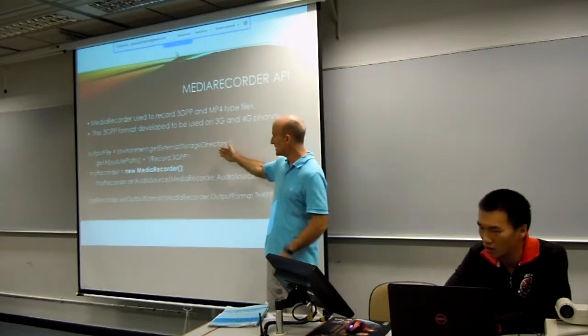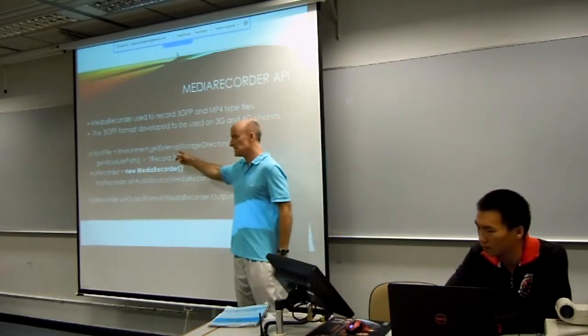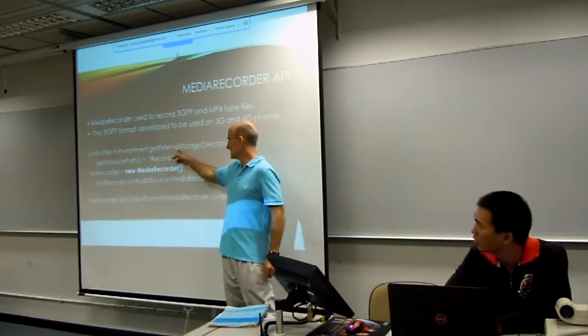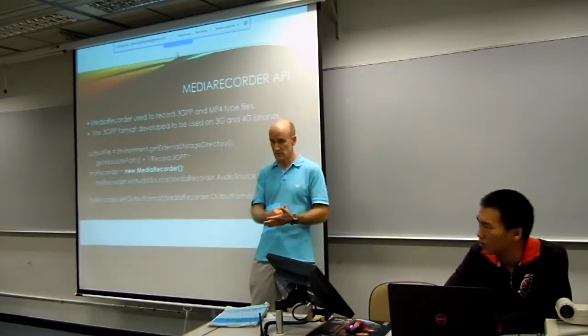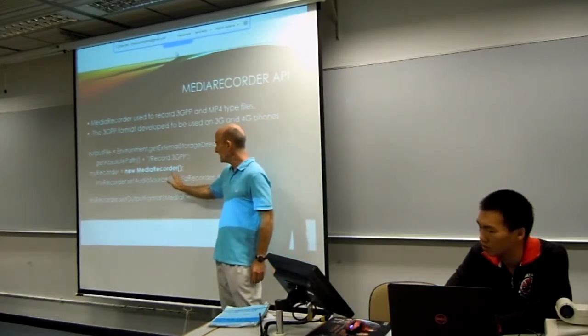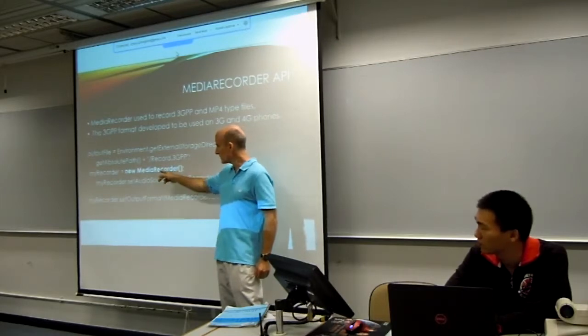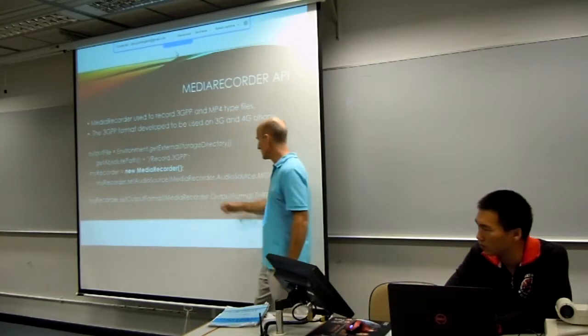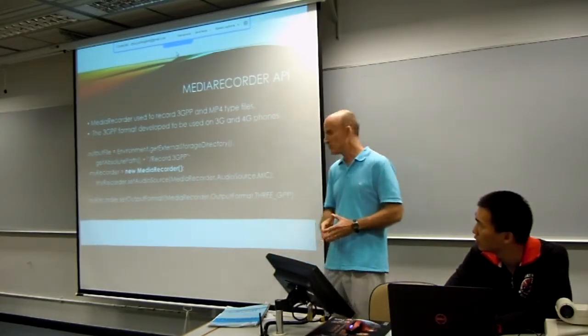We have a specified output file, which is basically the location where the output file will be written. Here we see an external storage directory, which is your SD card, and then the name of the file, that gives us our path. Then we create a new instance of Media Recorder called My Recorder, and we're going to specify three different lines of parameters.